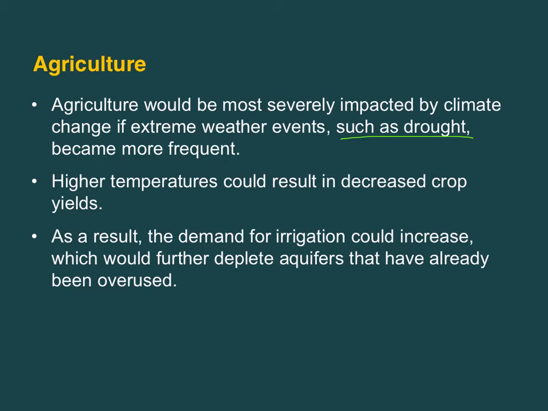High temperatures can also change the amount of production a plant has, so we could see a decrease in crop yields. We would need more water for irrigation, and in a lot of the scenarios, fresh water becomes a major commodity. There's not a whole lot of it.